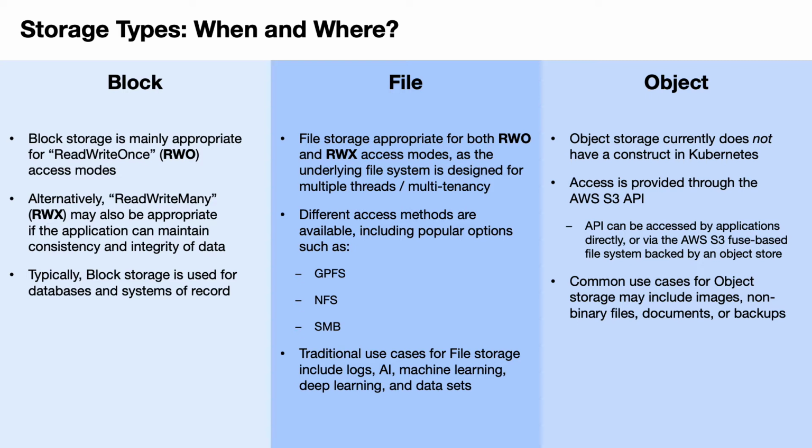The third type of storage, having gained significant popularity with web-based, unstructured, and eventually consistent applications and data types, is object storage. At present, there is no construct or equivalent to object storage that is natively available within Kubernetes. The most common access pattern is provided through the Amazon Web Service AWS S3 API. Objects that are typically stored include non-binary files like images, documents, snapshots, or backups, and so on.